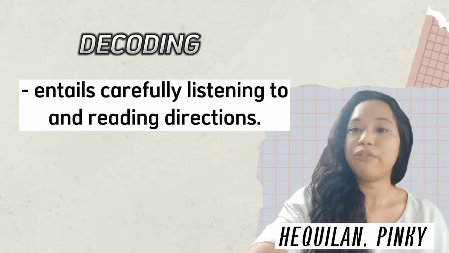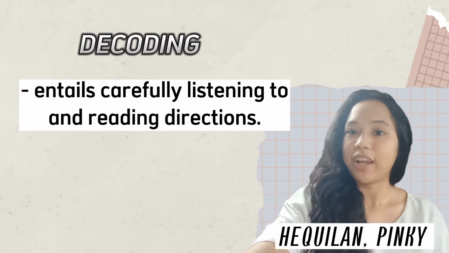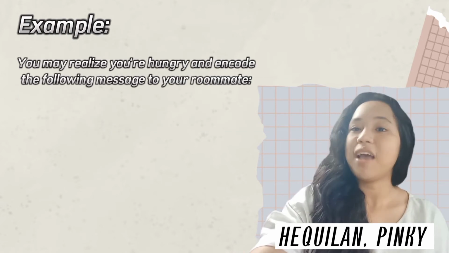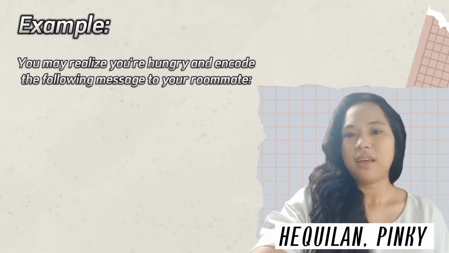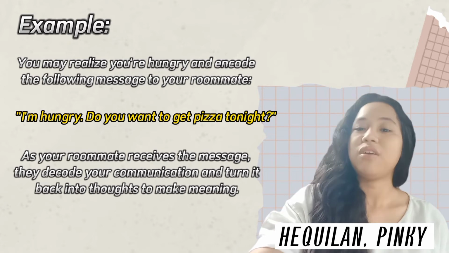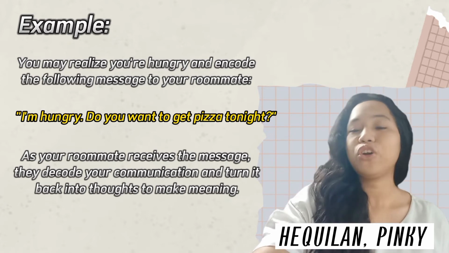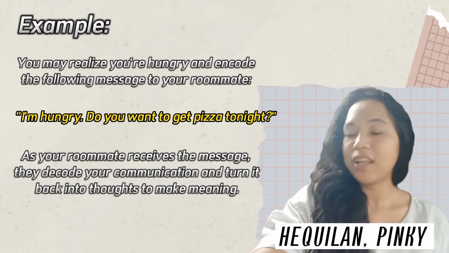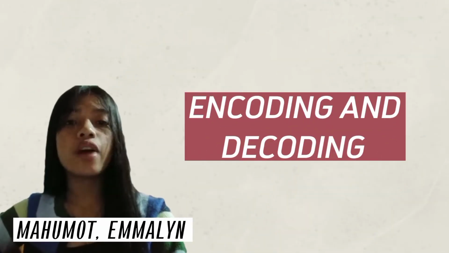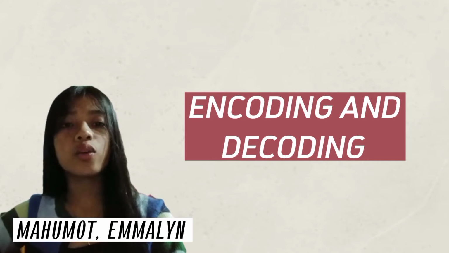Decoding entails carefully listening to and reading directions. For example, you may realize you're hungry and encode the following message to send to your roommate: I'm hungry. Do you want to get pizza tonight? As your roommate receives the message, they decode your communication and turn it back into thoughts to make meaning. Here we have a few topics that fall under encoding and decoding.